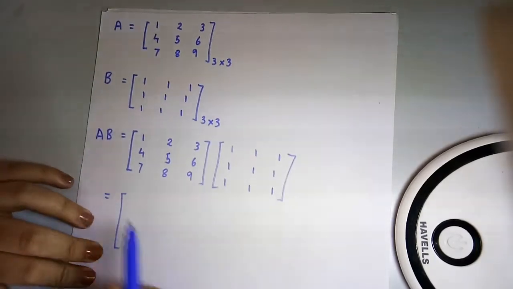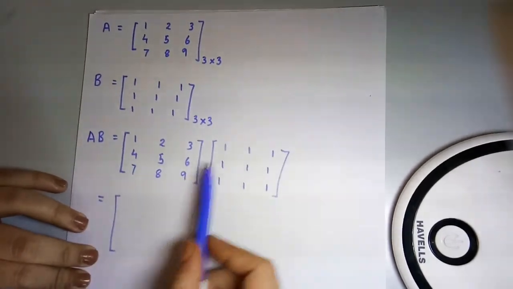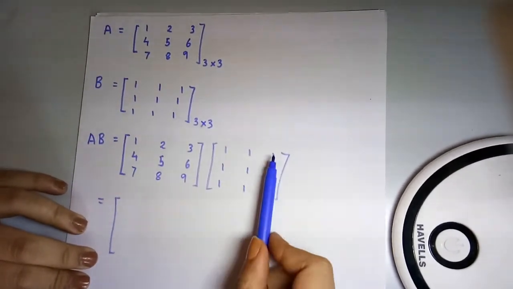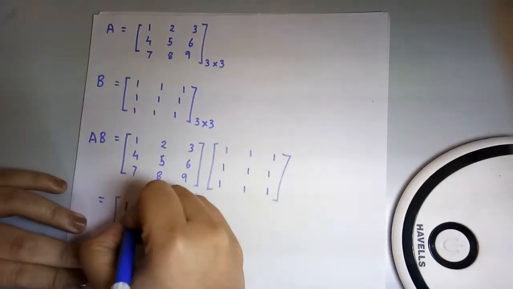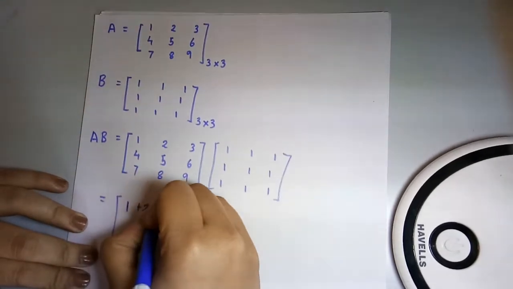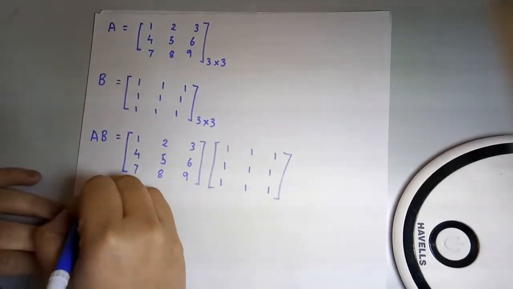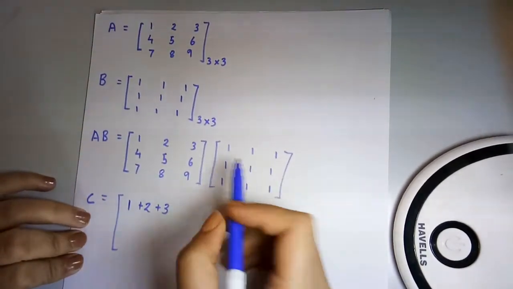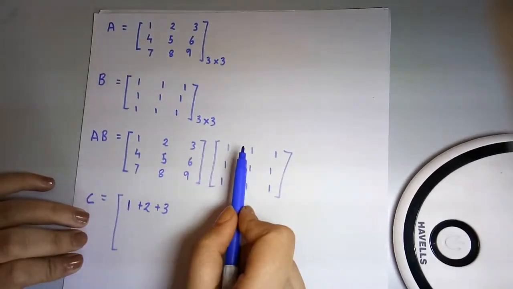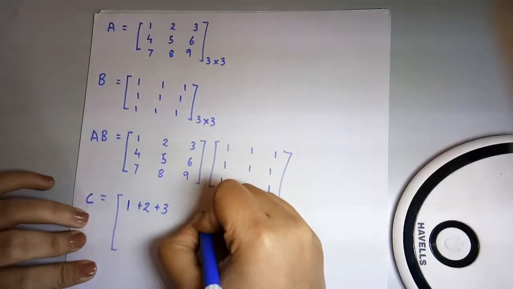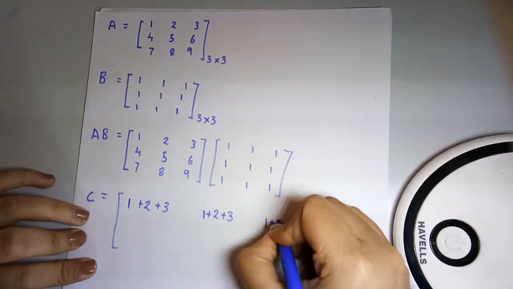How do we multiply this matrix? We multiply the first row with the first column, then the second row with the second column, the third row with the third column. So 1 into 1 is 1, plus 2, plus 3. This is the first element of the resulting matrix C. We get the second element when we multiply the first row with the second column. So similarly, and the third would be the same.